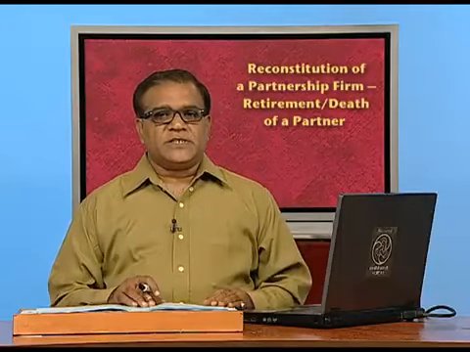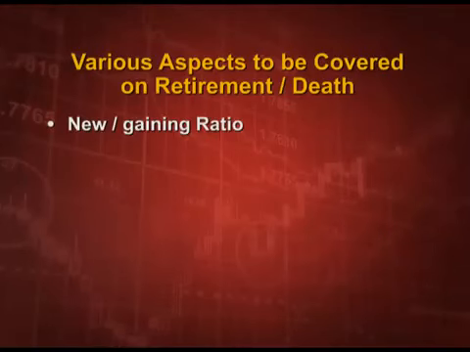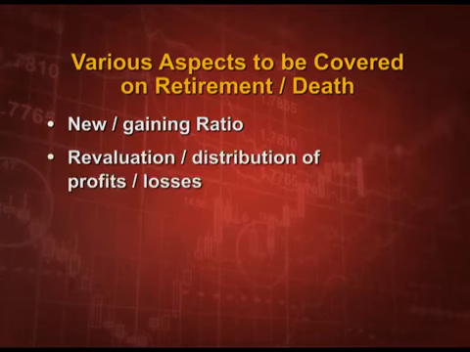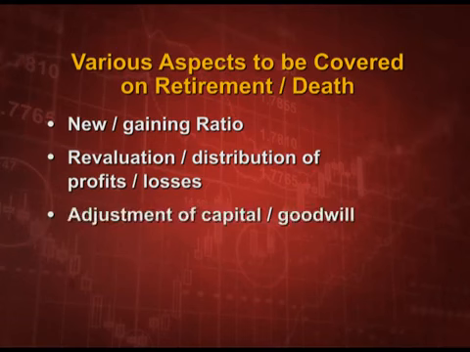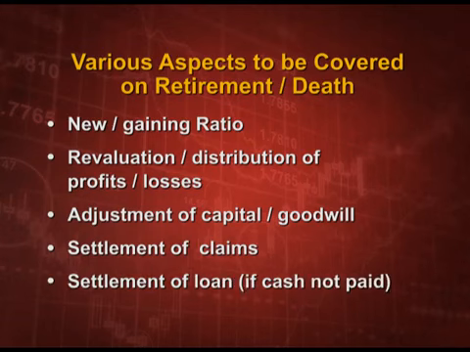The various aspects to be covered on retirement or death are new ratio or gaining ratio, then how do we calculate the revaluation account and distribution of profit and losses, how do we adjust the capital on retirement, what is the treatment of goodwill, how do we settle the claims, and in case the settlement is not there, then how do we settle the loan. Now, how to calculate the new ratio on retirement or death.